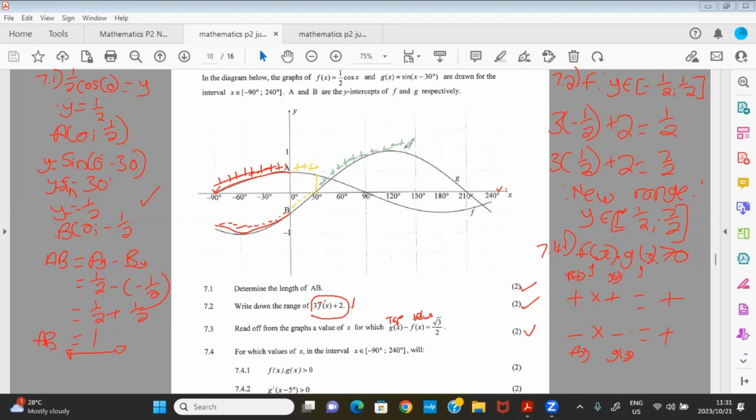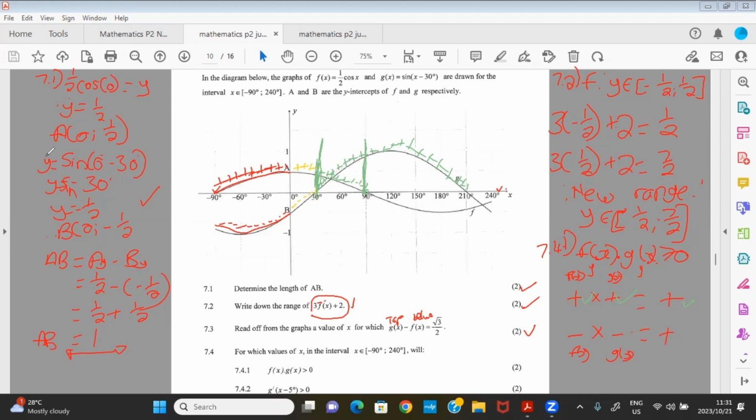Until where? Here. And my f is still positive, but until where? Until 90, because from 90 my f becomes negative. So from 30 until 90, both of my graphs are positive, so they satisfy this. Yeah? So that's my first answer.